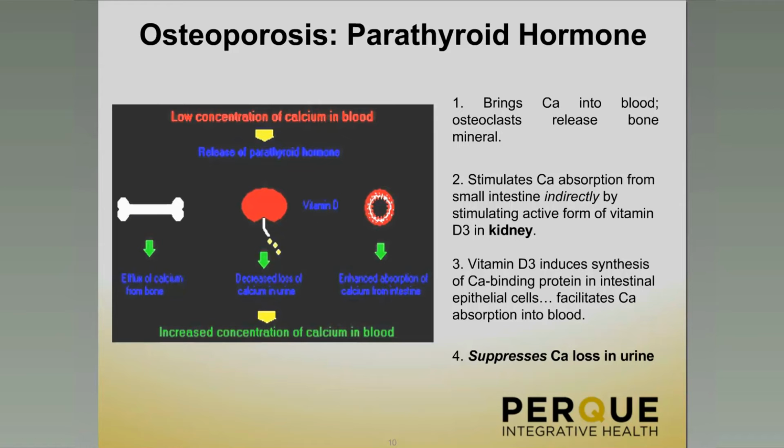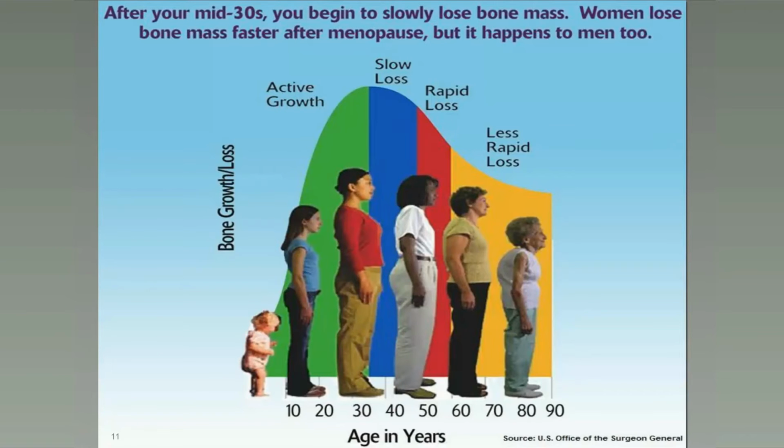And on the left, we see a diagram that says low concentration of calcium in the blood causes release of parathyroid hormone, and that then either calls from the bone, or decreases the kidney loss in the urine, or by enhanced absorption from the intestines, increases the concentration of calcium in the blood. This is what typically happens.